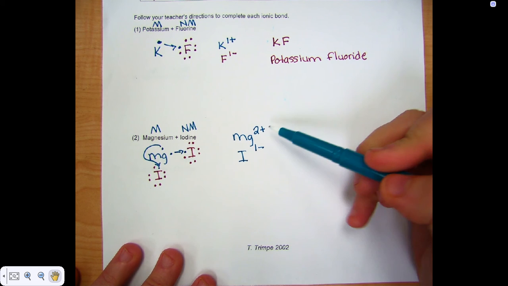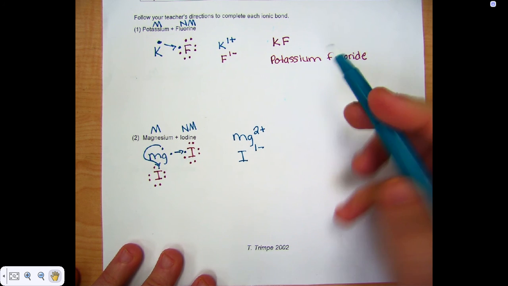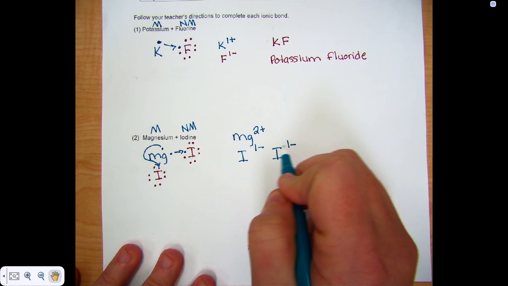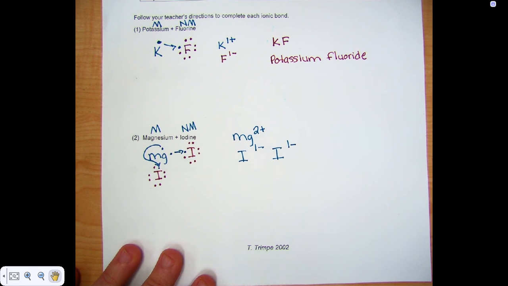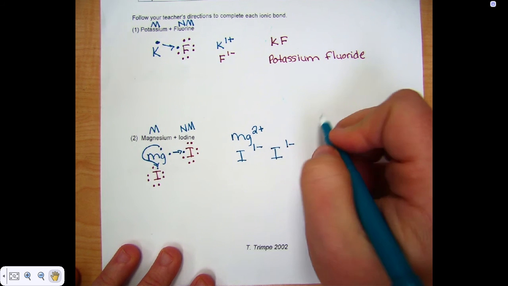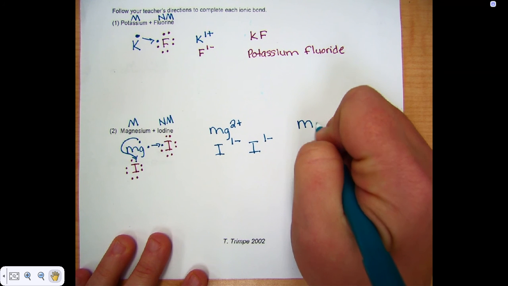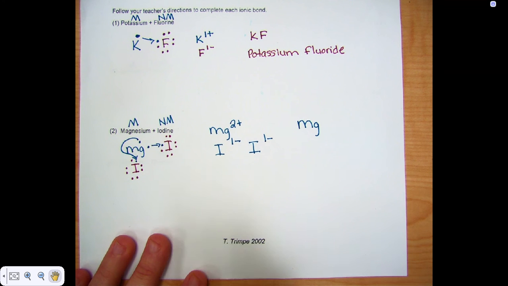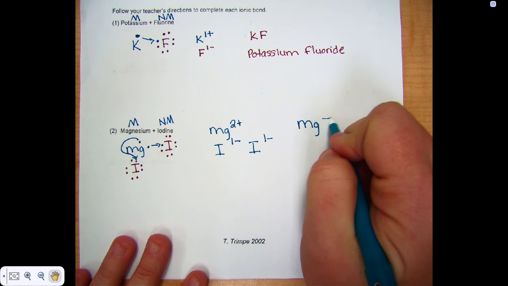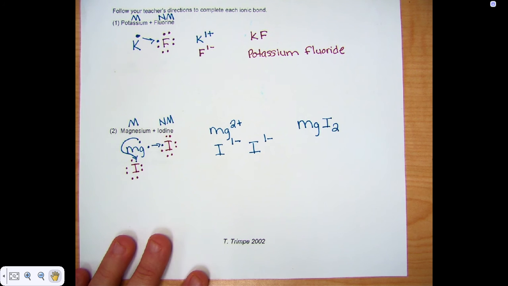Are those balanced? No, I have 2 positives and 1 negative. I add another I. Now I have 2 negatives, 2 positives. You write your formula. So this is balancing the charges. Write your formula. Metal first. There was only 1 metal. I'm not writing a 2. That's just the charge. And there were 2 I's. So I'll write I2. And then you name it.